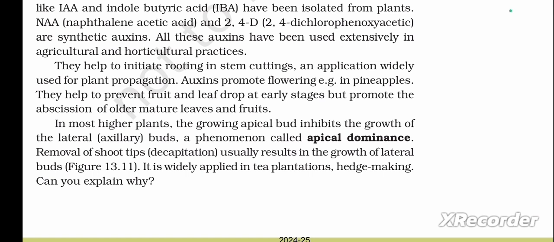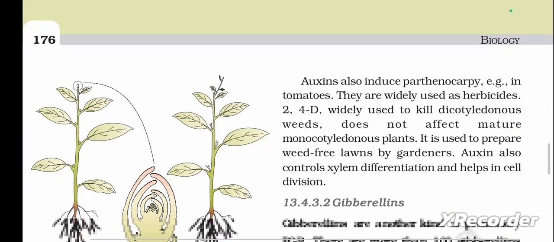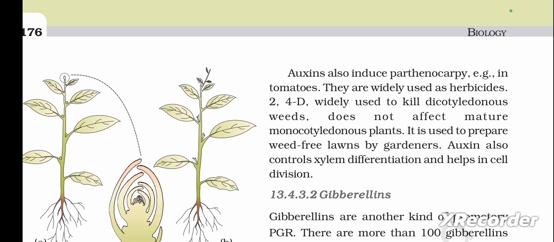In most higher plants, the growing apical bud inhibits the growth of the lateral, that is axillary, buds, a phenomenon called apical dominance. Removal of shoot tips, that is decapitation, usually results in the growth of lateral buds, the figure we can see in 13.11. It is widely applied in tea plantations, hedge making. Can you explain why? Auxins also induce parthenocarpy, for example in tomatoes.